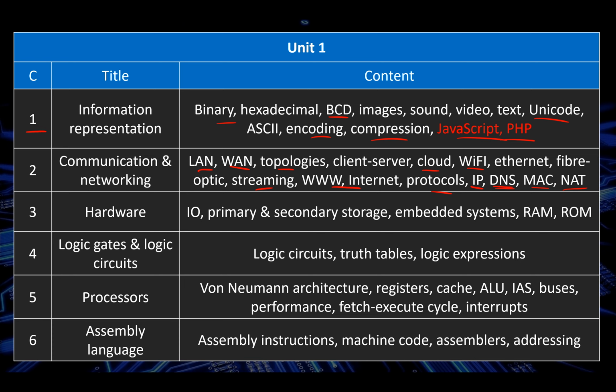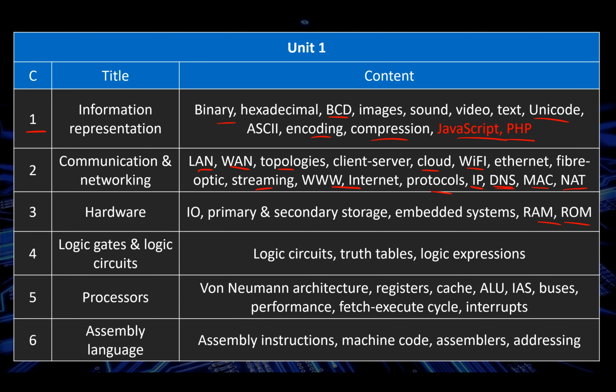Then 3 is going to be hardware, so we'll look at I/O devices, input-output devices. For example, mouse, keyboard, speakers, touchscreen, of course many different devices. Then we'll look at primary storage, so that's going to be RAM and ROM. Then we'll look at secondary storage, so hard drives, SSDs, optical storage like CDs, DVDs, Blu-rays, magnetic storage, for example magnetic tape. Then embedded systems, so just small systems designed for a specific purpose. Random access memory, read-only memory, as mentioned.